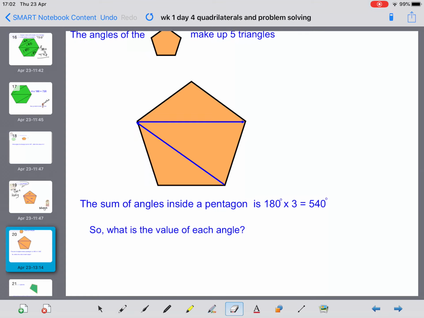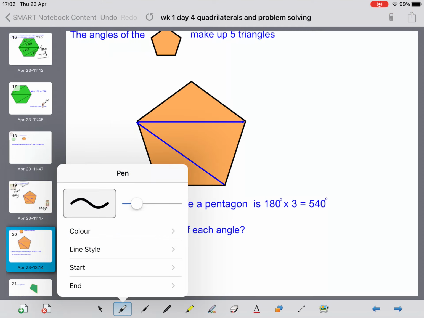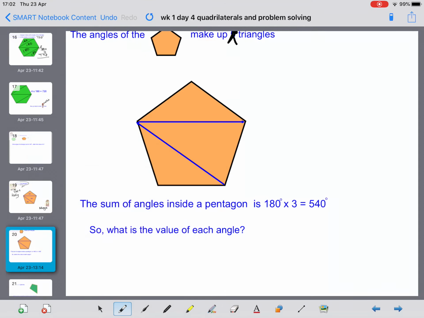Okay, so the angles of the pentagon make up, it's not 5 triangles, it should be 3 triangles. So the sum of the angles inside a pentagon is 180 times 3, which gives us 540. So altogether, all of these angles equal 540 degrees.